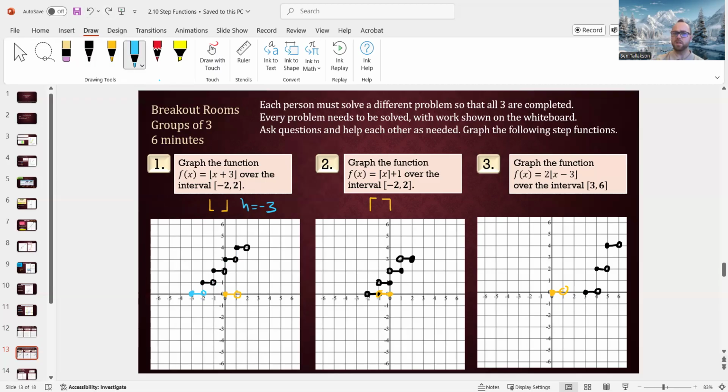But what's interesting here? Well, they wanted this graph over the interval of -2 to +2, but that first line segment we graphed doesn't fit in that interval, does it? So guess what? It goes away. We just needed it to help us graph what we really needed. Same thing with that first segment of the parent function.